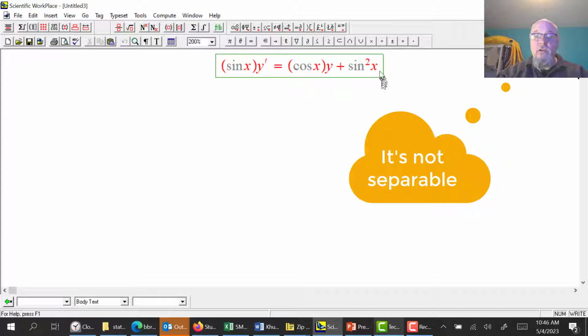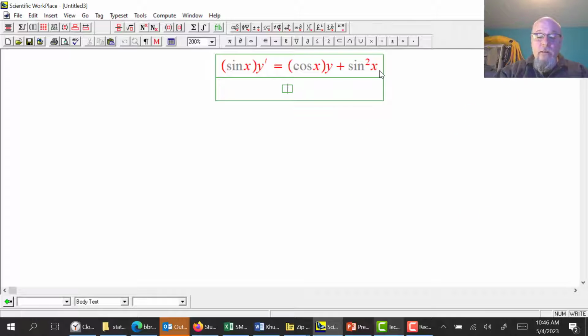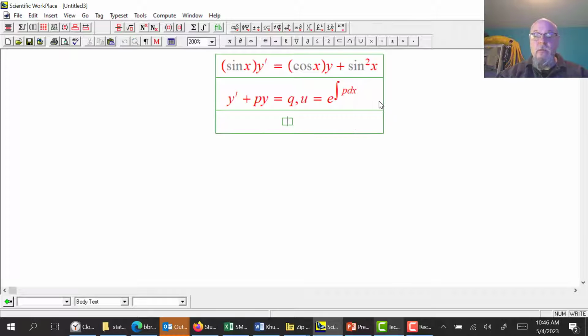I see that it's first order linear, so I want to put it into the form y prime plus py equals q. That's what I want to do, because then I have a method. The method is I have an integrating factor, which is e to the integrate p dx, multiply through the y prime plus py equals q, and then I can integrate both sides. So that's my plan. The first thing I notice is that it's not in the right form. It's not in the y prime plus py.